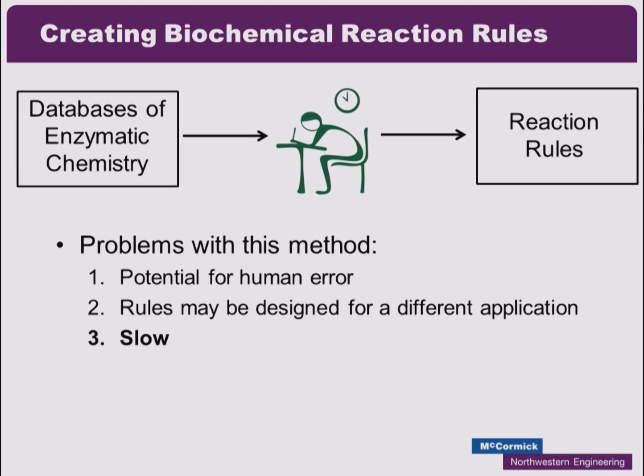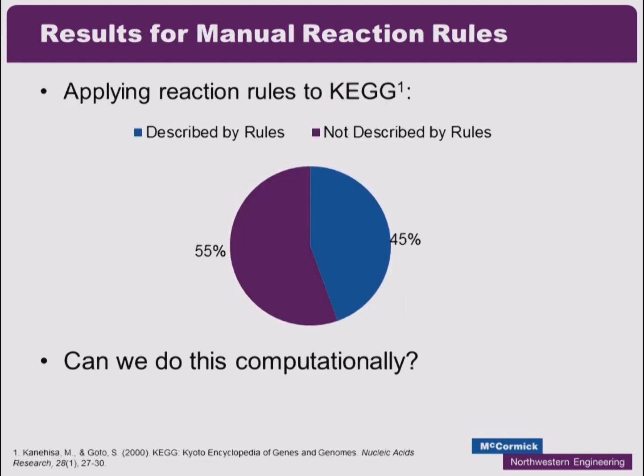There's also a problem with different people working on different applications, and they can make rules that don't quite fit what you want. But the biggest problem is that it's very slow. How slow? Well, I applied these rules to the database KEGG. It's just a database of enzymatic chemistry. Most of them are based from the reactions database. And I found that only 45% are described by our rules.